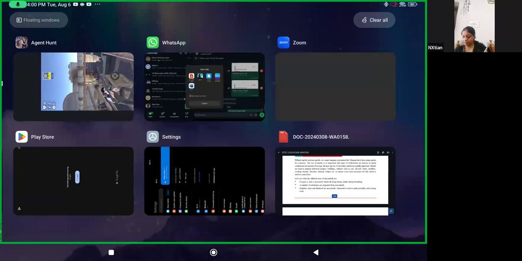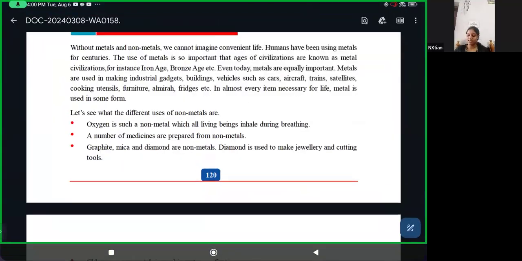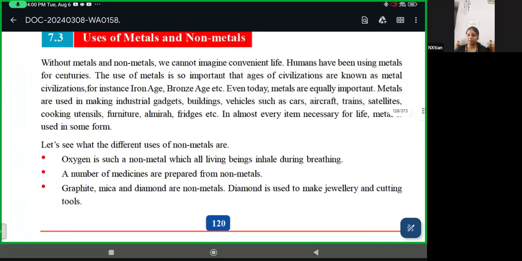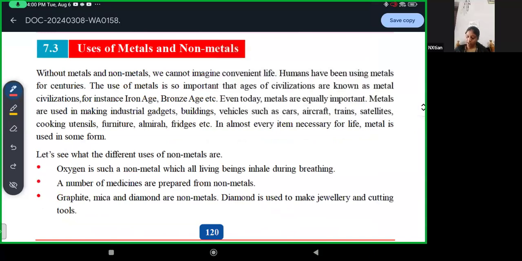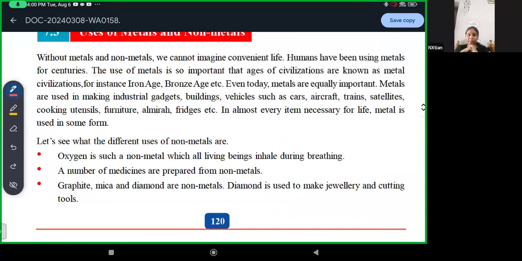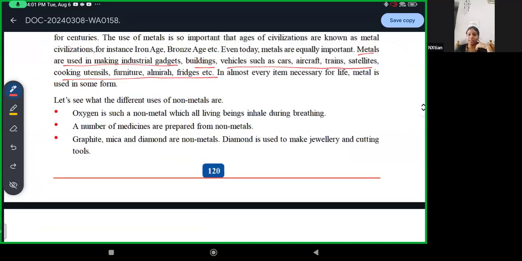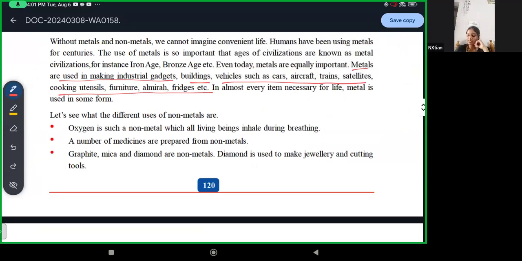So this is right from the uses of metals and non-metals. Now there are a lot of uses of metals and non-metals. They are used for various purposes. Metals are used in making industrial gadgets, buildings, vehicles such as cars, aircraft, trains, satellites, cooking utensils, furniture, camera, fridges, etc. In almost every item necessary for life, metal is used in some form. So these are some uses of metals.